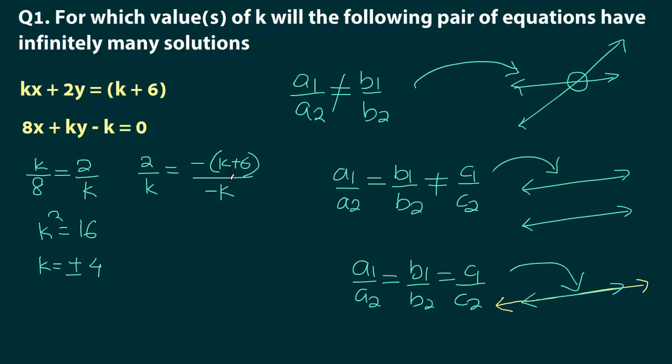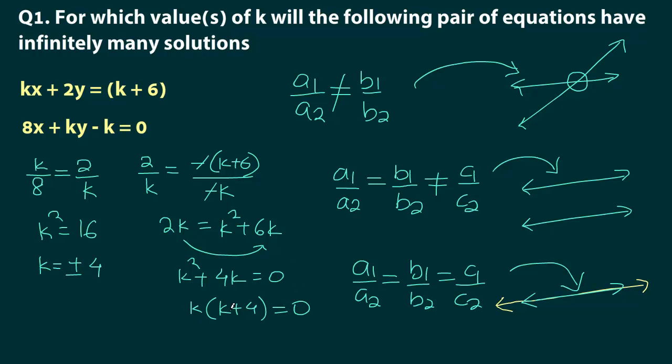Now what about this equation over here? Here the minus minus will cancel out, and then we cross multiply. So we will get 2k equals k squared plus 6k. And we can bring the 2k over here. So we will get k squared plus 6k minus 2k, which is 4k, equals 0. And from here, if we take k common, we'll get k times k plus 4 equals 0.